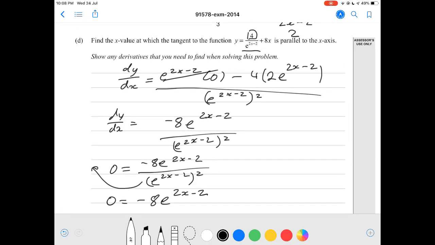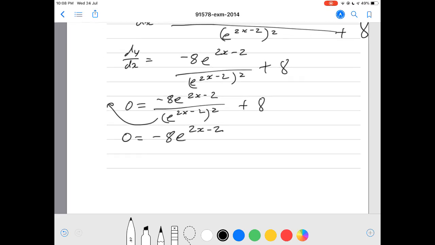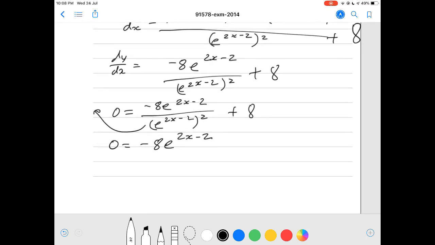Oh yeah, something I just totally forgot. It was the plus 8x at the end there. 8x differentiates to 8. Okay, that's pretty straightforward. Sorry about that, guys. I'm missing the plus 8x, which differentiates to 8. So we need to add that one in. Sorry about that, guys. So that means that's actually wrong. e to the power of 2x minus 2 whole squared.